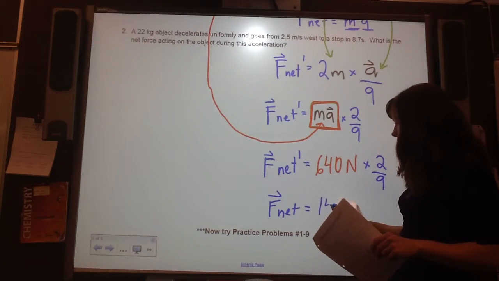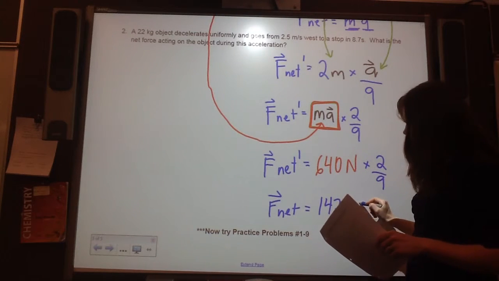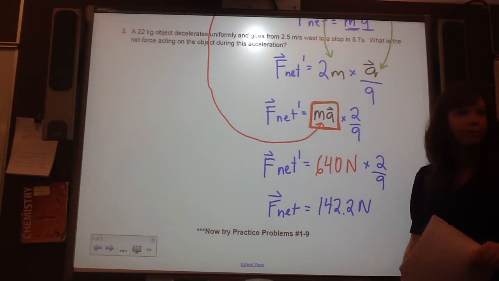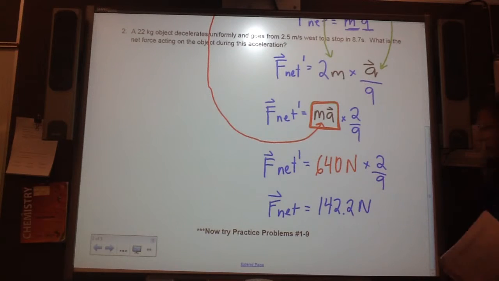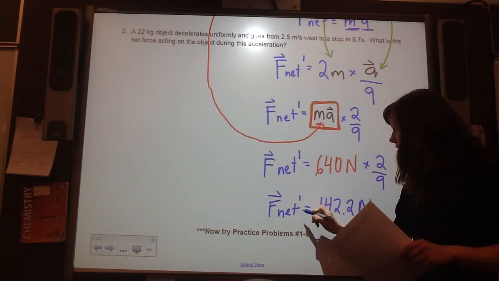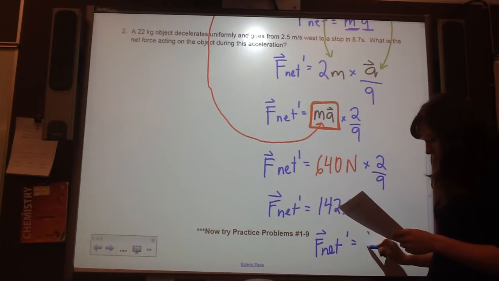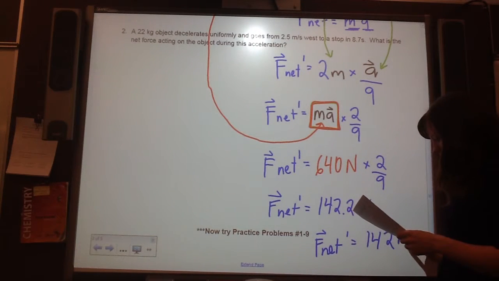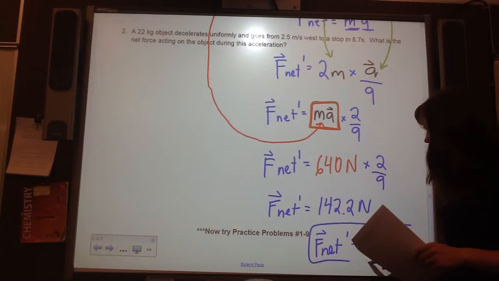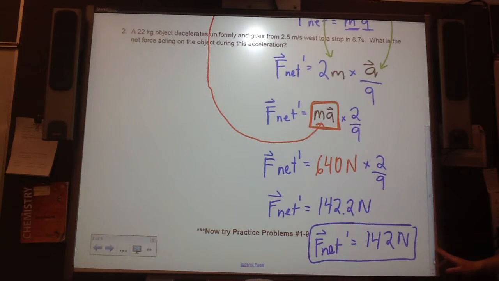So 142.2 newtons. To sig digs, F net prime is equal to 142 newtons. That's our final answer.